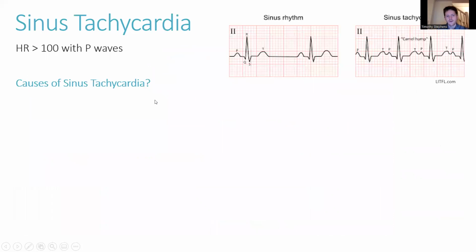So lots of causes of sinus tachycardia. The scope isn't really to go through that. There's loads. Something to be aware of is that when you are looking at sinus tachycardia, you can see the P sometimes encroach on the T, and that can give you this sort of camel hump appearance. That's something to look out for.